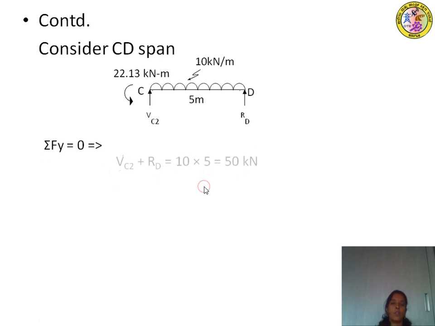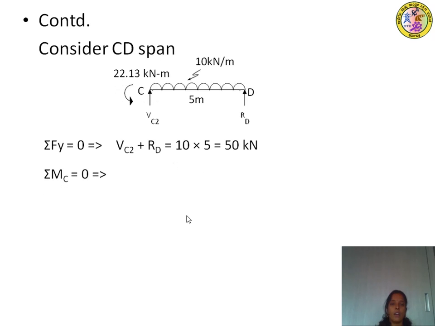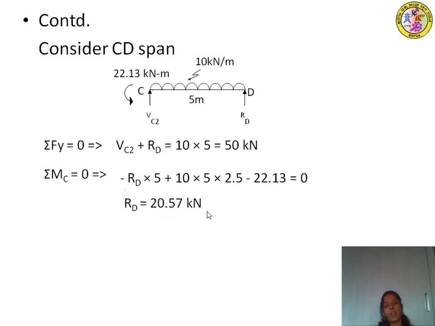Sigma Fy is equal to 0, which implies VC2 plus RD is equal to 10 into 5, that is equal to 50 kilonewton. Next, take moment of all the forces about C and equate it to 0. So, minus RD into 5 plus 10 into 5 into 2.5, half of the 5 meters, and then minus 22.13, that is equal to 0. So that implies RD is equal to 20.57 kilonewton, and then VC2 will be equal to 29.43 kilonewton.